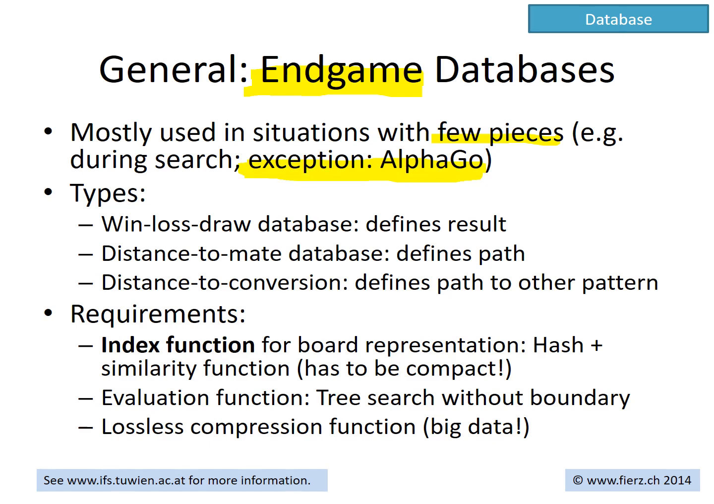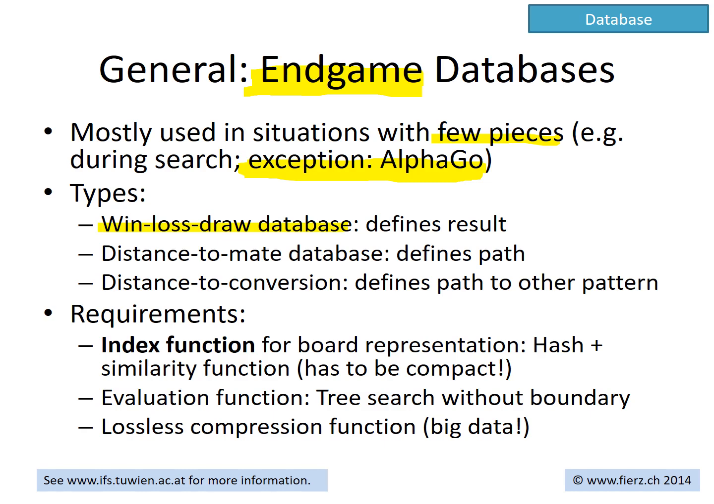There are, the theory says, 3 types of such databases. One that gives you actually the outcome for a given situation on the board. The other one that just tells you how long it will take to actually win that game. And the third one just tells you the distance to the conversion of another known situation. So it's an intermediate between the current situation and one that can be estimated in a better way.